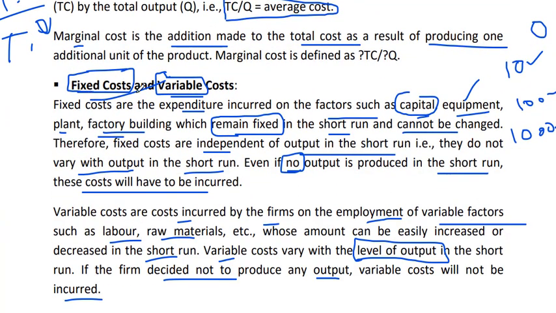Then we have discussed fixed cost and variable cost. Fixed cost is fixed. Even if there is no output, you have to pay the cost: rent, equipment. Variable cost is labor salary, purchasing of new raw material. If you decide not to produce any output in a given month or date, you do not have to pay that salary or raw material. So variable cost will not be incurred, but fixed cost is incurred even if there is no output in our production.